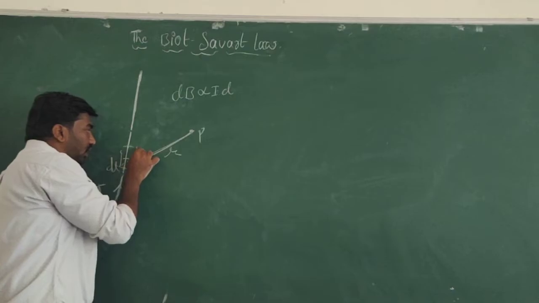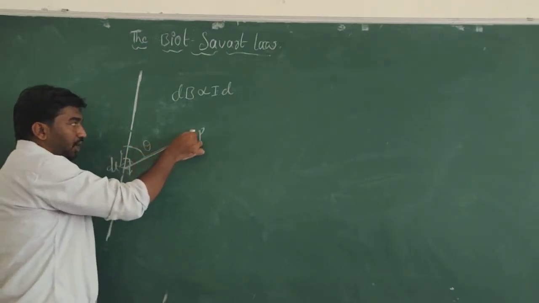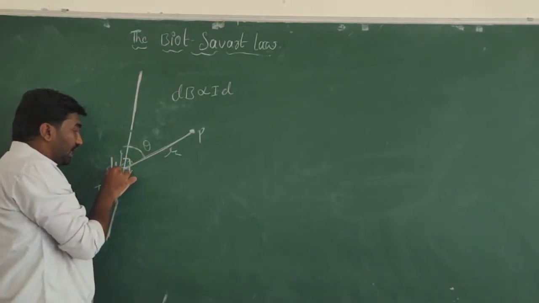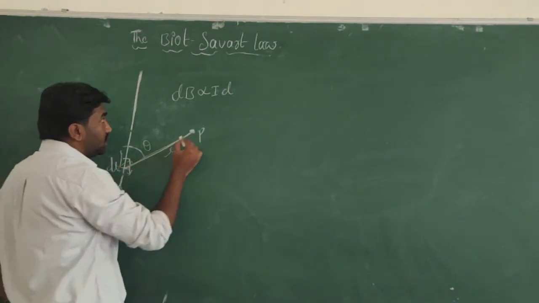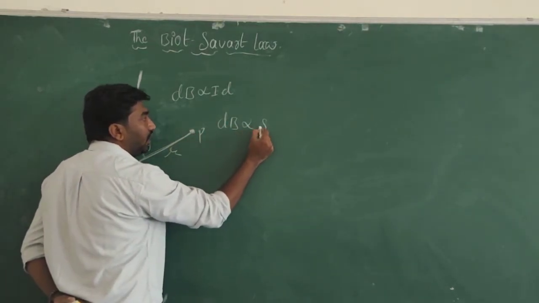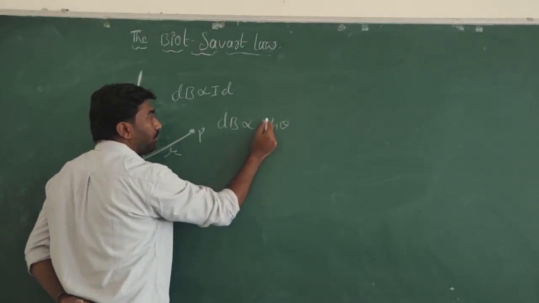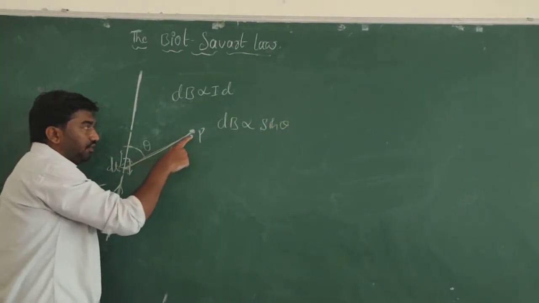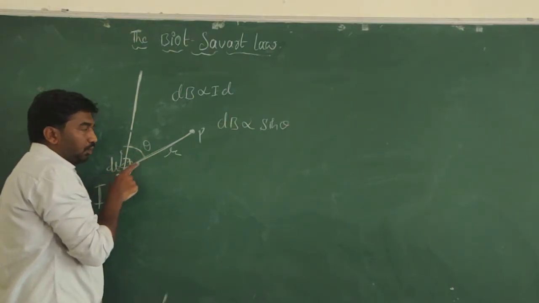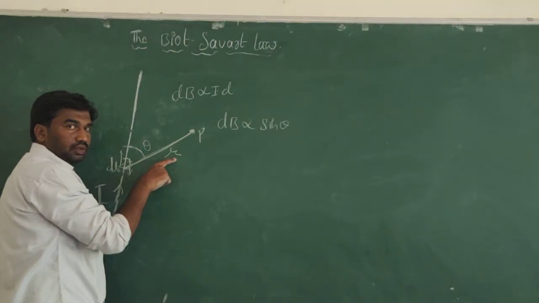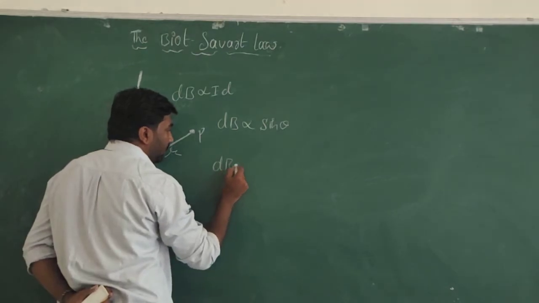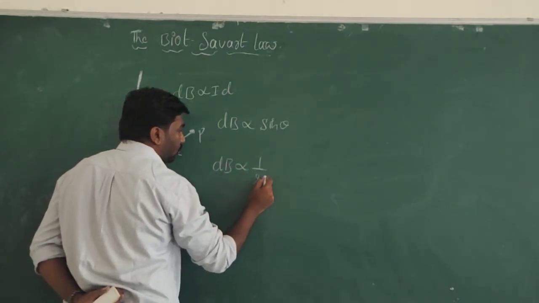Suppose the position vector makes an angle theta with the length element, this current element dl. So this magnetic field also depends on theta, it depends on sin theta, the angle that dl makes with the position vector r. And also dB is inversely proportional to 1 by r square.